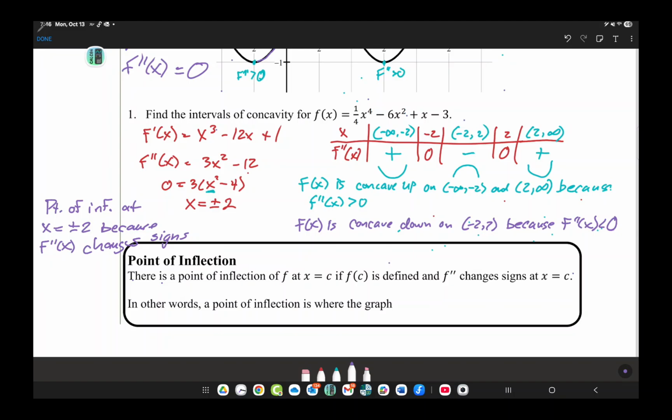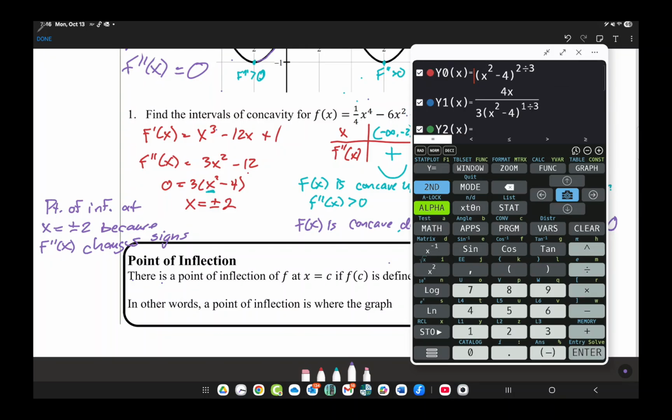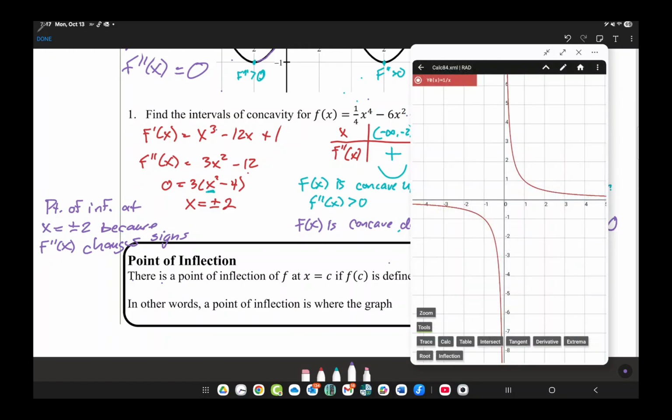An easy example of that is something like this. If I have something like 1 divided by x, right there on the left side is concave down. On the right side is concave up. But I do not have a point of inflection because at 0, the function does not exist. So even though it changes from concave down to concave up, I do not have a point of inflection.